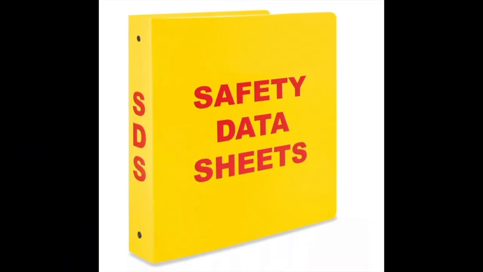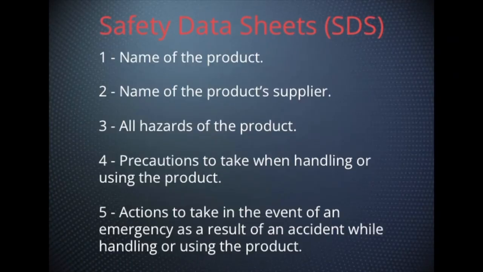SDS stands for Safety Data Sheets. Safety data sheets contain important health and safety information for people using hazardous products. It contains information that can help prevent illness, injury, and death. The following information can be found in the safety data sheet of a hazardous product: name of the product, name of the product's supplier, all hazards of the product, precautions to take when handling or using the product, and actions to take in the event of an emergency as a result of an accident while handling or using the product.